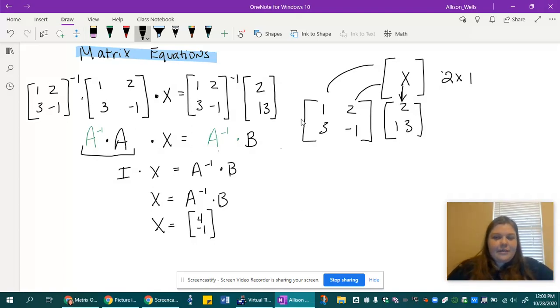So let's just check it really quickly by hand. I'm going to go ahead and plug in the value of X to see if it really does result in the answer we were expecting. So our X is 4, -1. When we multiply, it's going to be 4 minus 2, that checks. And then it's going to be 12 plus 1, that checks. We did it right. We found the X.